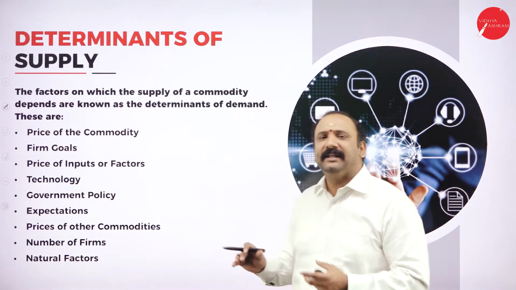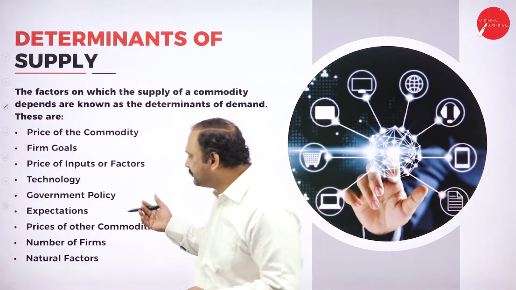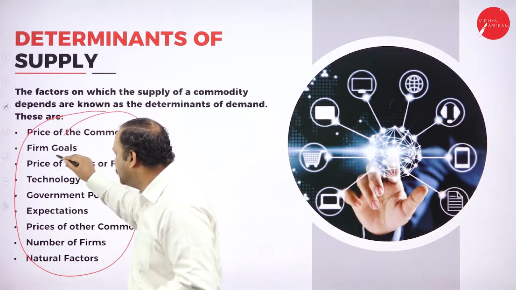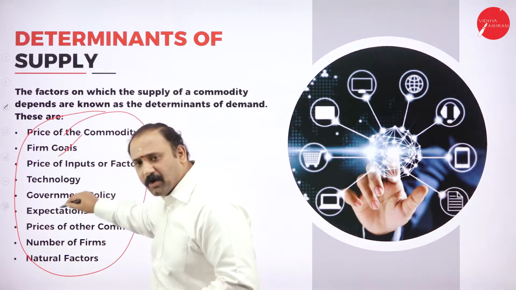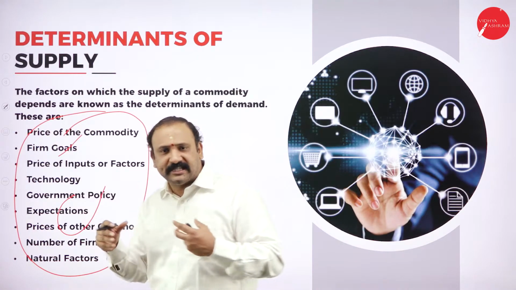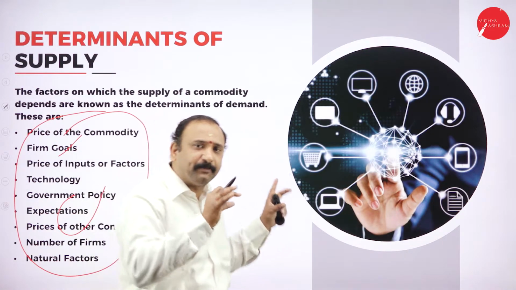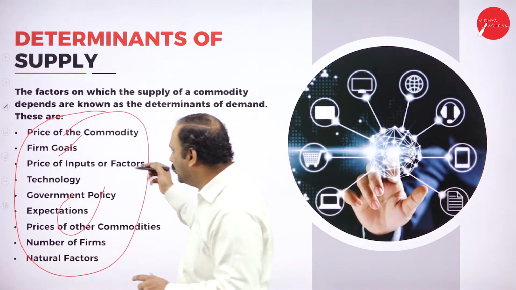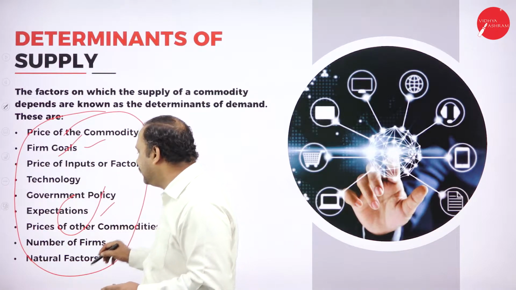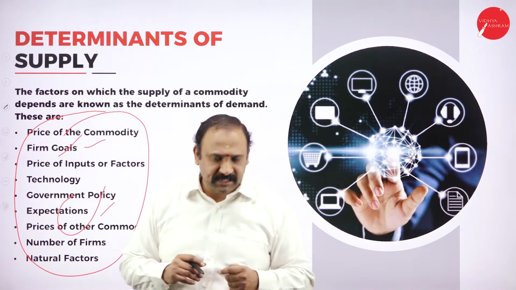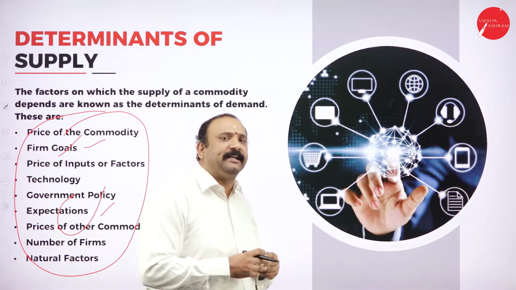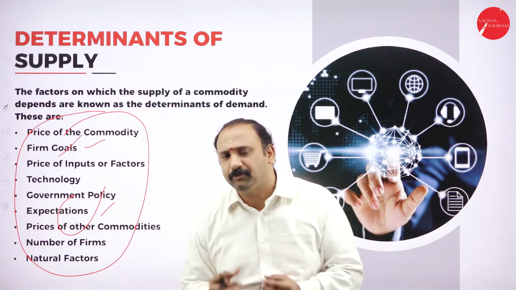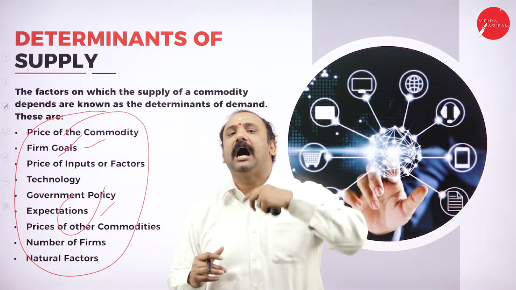Followed by the determinants of supply. When I look into the determinants of supply, all these factors as we have discussed now, the natural factors, the number of firms, the firm goals, the technology, the government policies, expectations, all these things matter a lot, and that's how you would see the supply happening. Now, I would also like to throw some light on the firm goals and expectations, especially in terms of the firms coming up on the supply chain. What has happened of late is that every firm has started setting its own goal. They want to be a part of the competition, but definitely stand out of the competition.